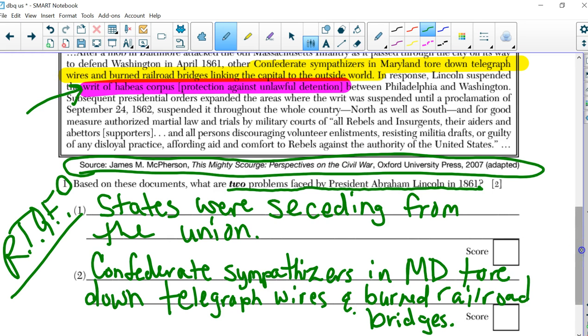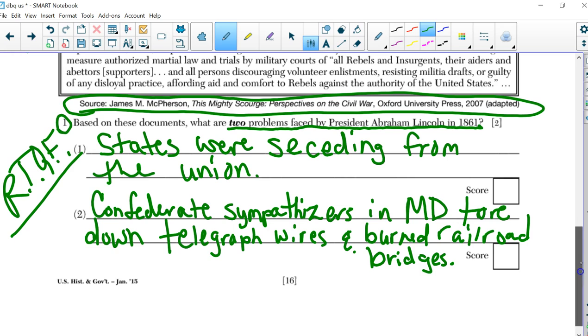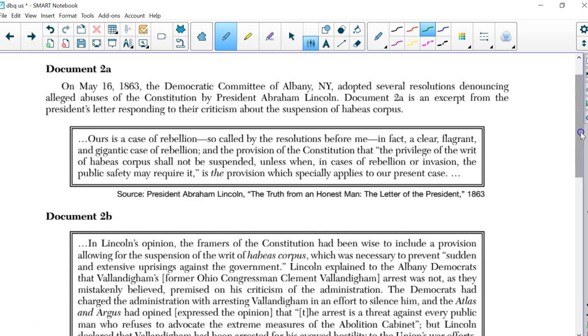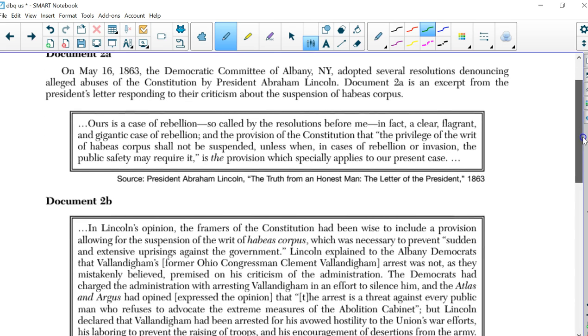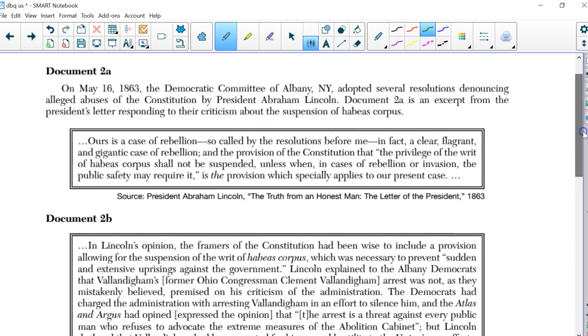Are those both problems that Abraham Lincoln was facing in 1861? Yes, they were. So you would get full points on this, 1 point each for those, okay? All right, let's go on to the next one. All right, so we're going on to document 2A. There are no directions just for this one, so we can get right to work.